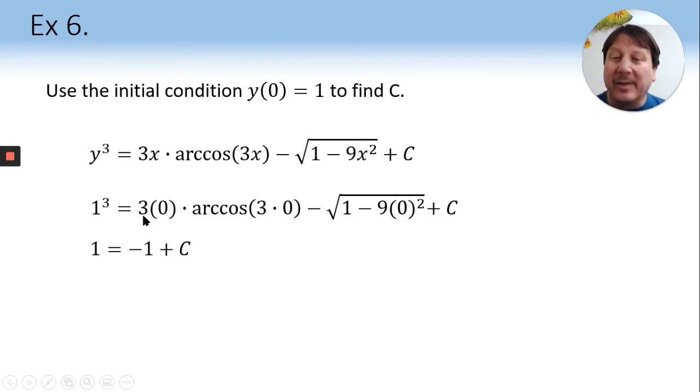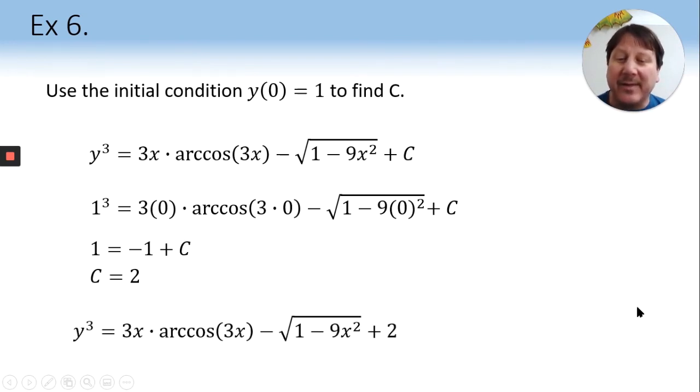0, 3 times 0 is 0, so all of that is 0. And then the square root of 1 is 1. So we have minus the square root of 1. So add 1 to both sides, you get c equals 2. And you just go back to your original equation, replace the c with the 2, and there you are. Bob's your uncle. You got her all done. That's it. That's all there is.